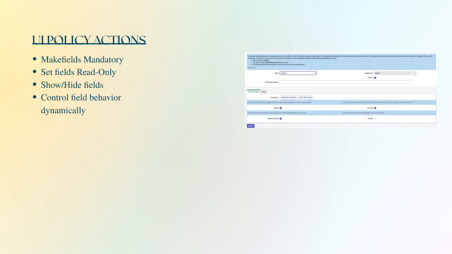Now, let's take a look at some of the powerful UI policy actions we can use to customize the user experience. First up, we have set fields read-only. This allows us to make certain fields uneditable based on specific conditions, which is really useful for preventing users from changing data when it's not appropriate. Next, show or hide fields. This gives us the flexibility to control what users see, streamlining the interface and focusing their attention on what's relevant.